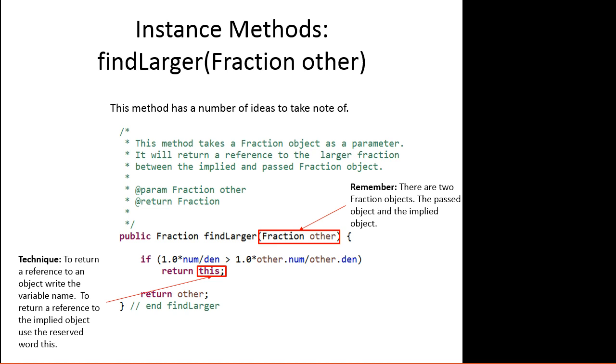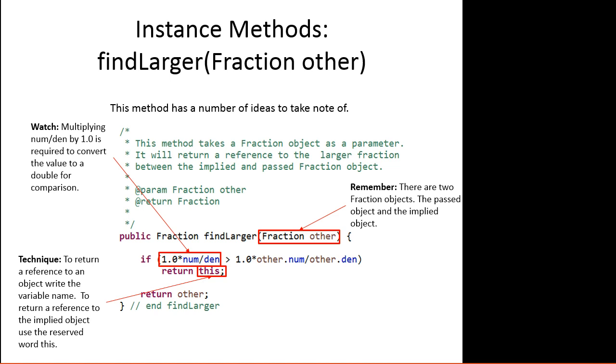So if I want to return the passed object, or a reference to the passed object, I use the term other, because that's what I've named the parameter. But the question is, how do I return a reference to the implied object? Well, this is where I use the reserved word this. So to return a reference to an object, write the variable name. To return a reference to the implied object, use the reserved word this.